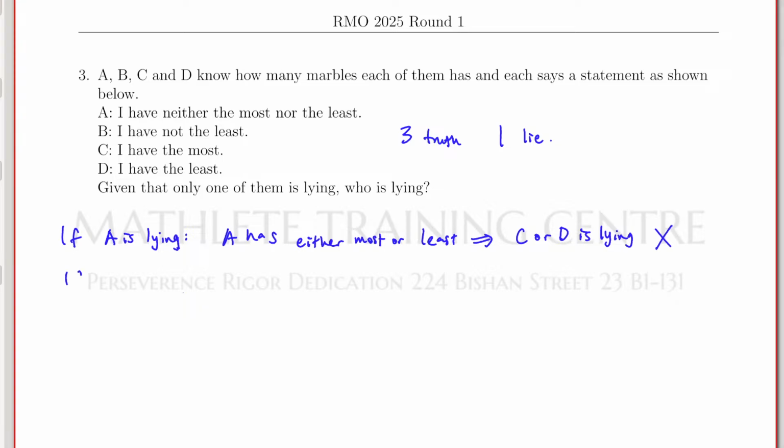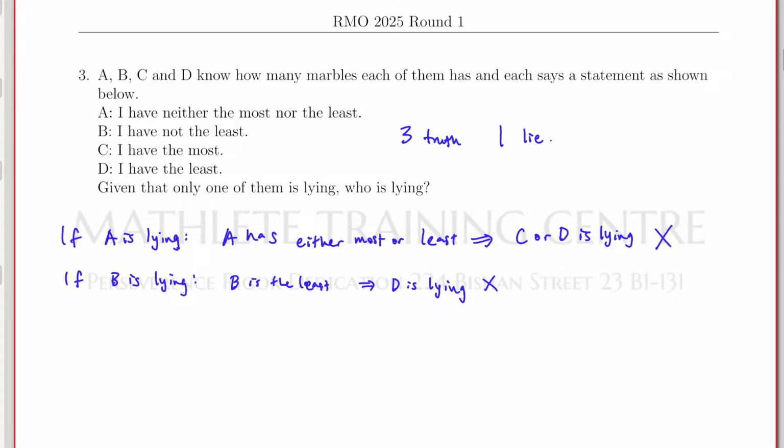Okay, let's consider what happens if B is lying. If B is lying, then everyone else must be telling the truth. But that is a contradiction, because if B is lying, then it means that B is the least. And that is contradicting with D saying that D has the least. So it means that D is lying. So we also know this is not possible.